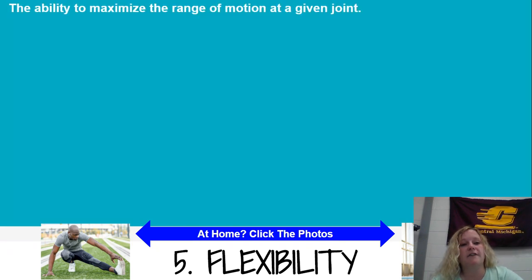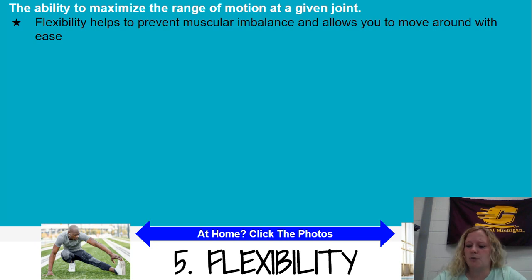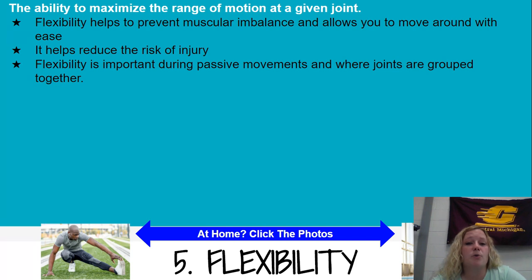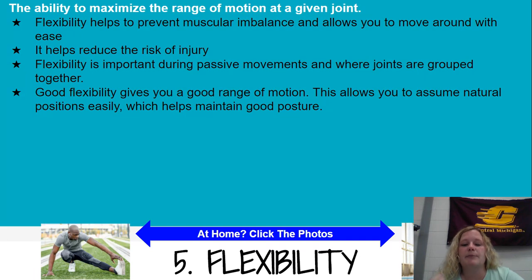And then the last component of fitness that you are going to test today is flexibility. So the definition of flexibility is the ability to maximize the range of motion at any given joint. Flexibility helps to prevent muscular imbalance and allows you to move around with ease. It also helps reduce risk of injury. It is important during passive movements and where joints are grouped together. And good flexibility gives you a good range of motion. This allows you to assume natural positions more easily, and it helps you maintain good posture so you're not slouching when you're sitting.